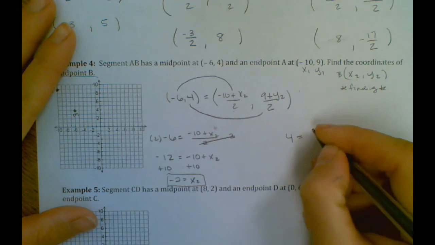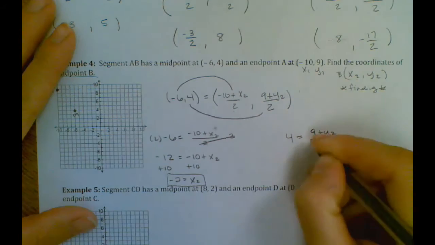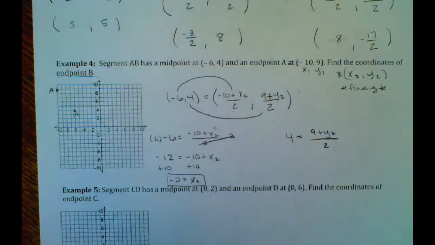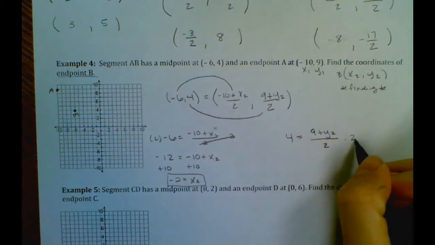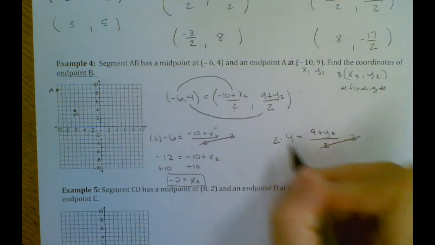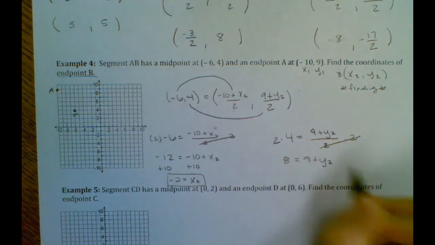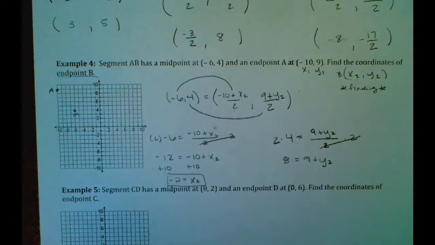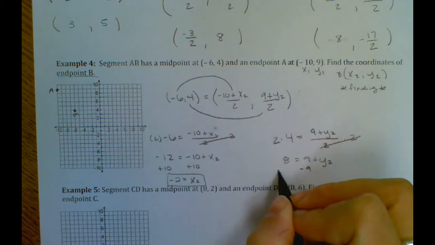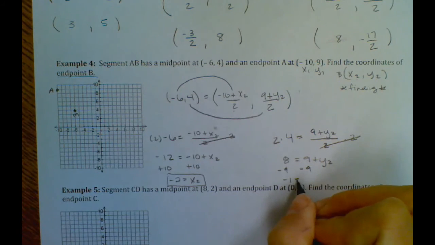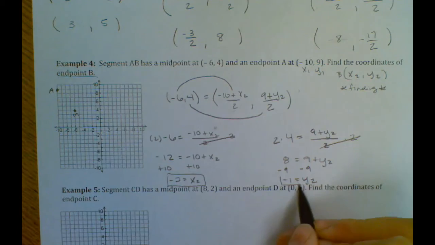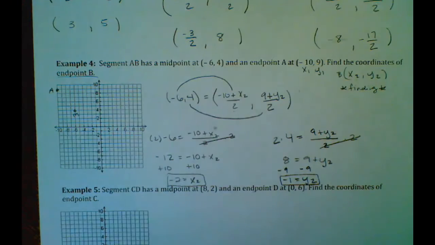Now we can find y2 by setting up this problem. 4 equals 9 plus y2 all over 2. We'll multiply 2 by both sides. So we get 8 equals 9 plus y2, and our last step is to subtract 9. So we end up with negative 1 equals y2.